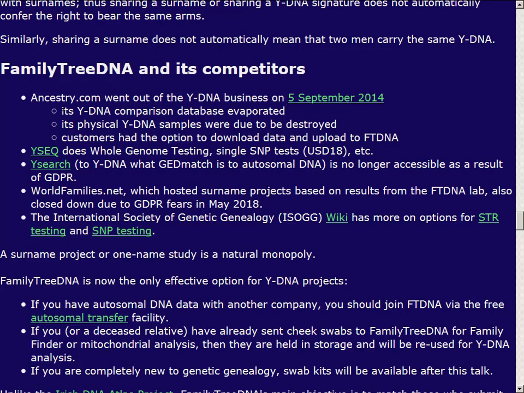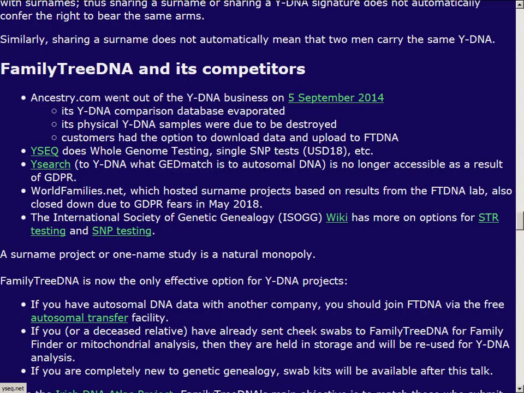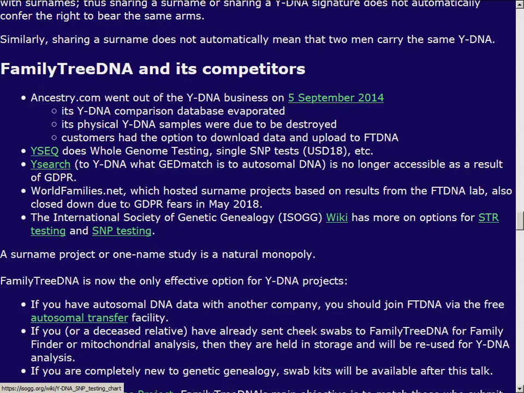There's a company called Y-sec, which can be recommended because it does SNP tests for $18, which cost you $39 with Family Tree DNA. It's about the only other one that's competitive with Family Tree DNA. There was a site called Y-search, again a bit like GetMatch. GDPR came along and they decided, we're scared of the European lawmakers, they're going to fine us millions, we're closing down. There was a site called worldfamilies.net. It didn't run a lab, but it hosted projects using Family Tree DNA data. It also decided, we're closing down, we don't want to risk being fined by the data protection gods in Europe.